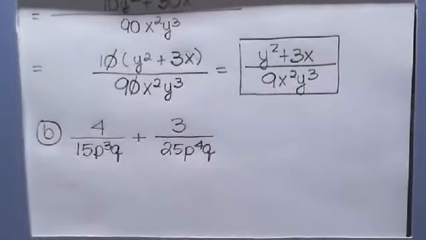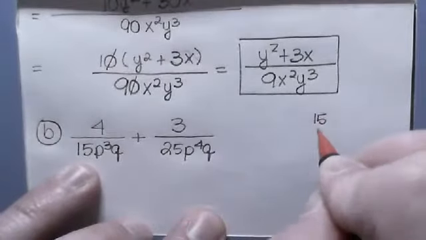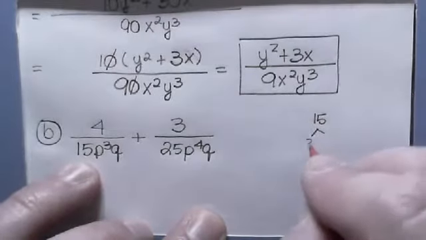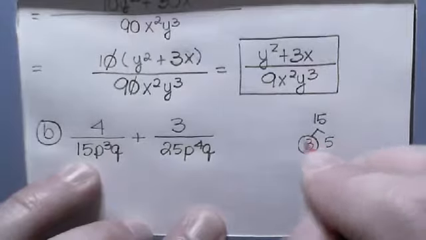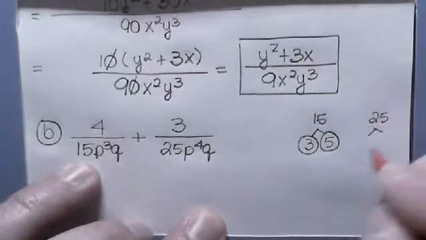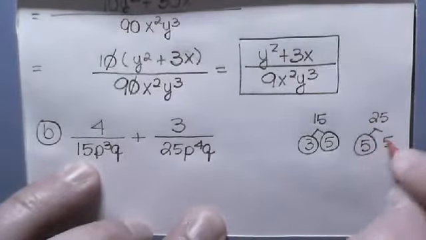Basically, again, we're going to take the denominator and do the prime factorization. So the prime factorization of 15 is 3 and 5. And then we're going to do the same thing with 25. The prime factorization of 25 is 5 and 5. And since both are primes, you put a circle around it.